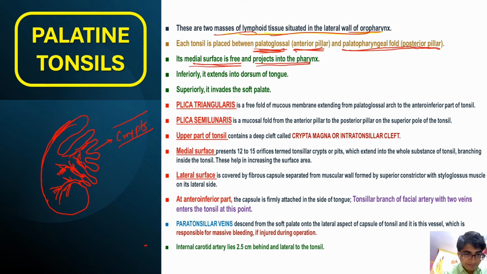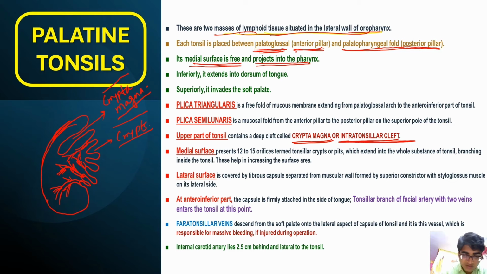Now, one of them at the upper pole of the tonsil is the deepest, and that very crypt is known as crypta magna or intratonsillar cleft. Crypta magna or intratonsillar cleft. Clear?